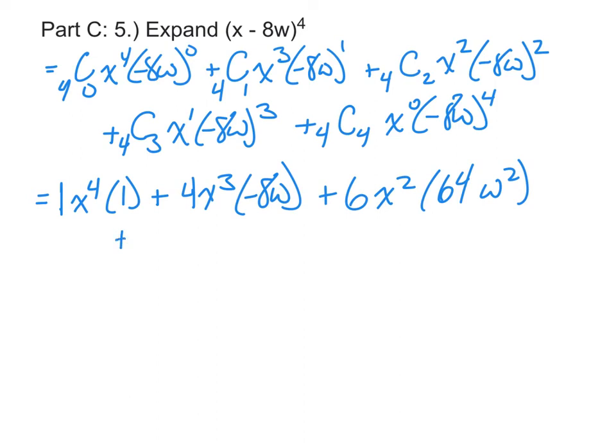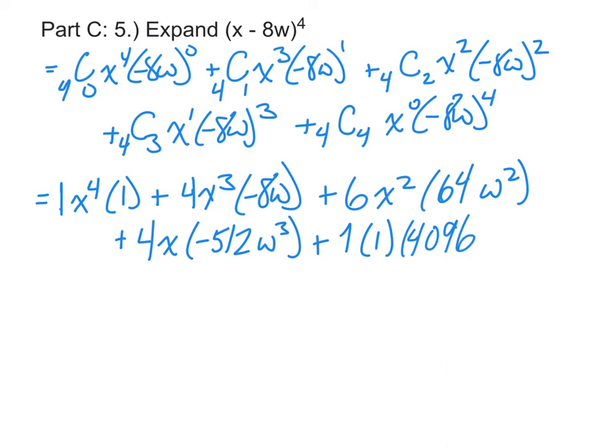Fourth term, 4 choose 3 is 4, x to the first, and then negative 8w to the third is negative 512w to the third. Last term will be 1 times 1, and negative 8 to the 4th power. That's 4096w to the 4th.